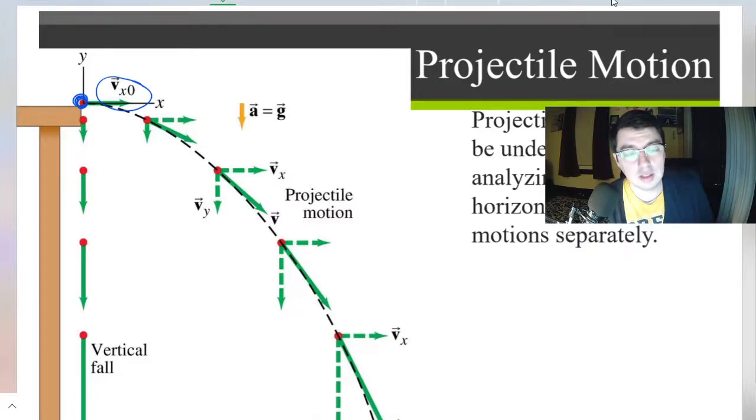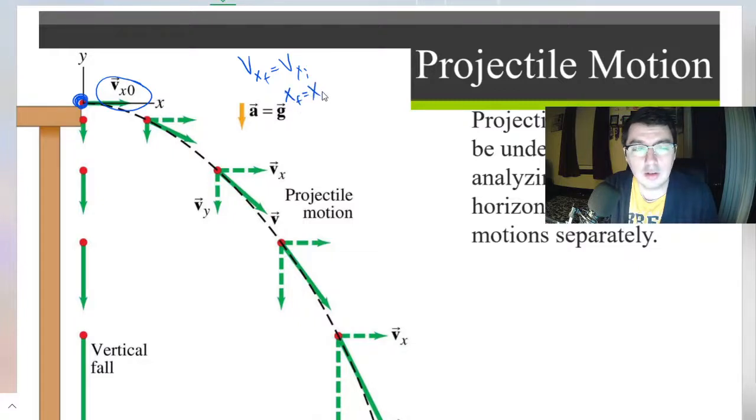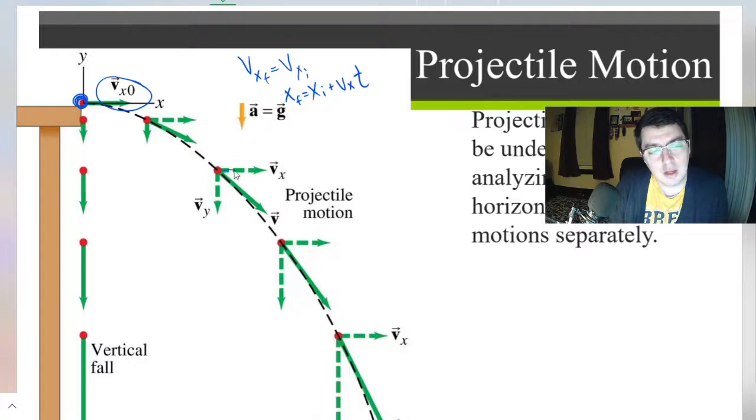We're seeing that the x velocity vector is not changing, because in the x direction, the only relationship we have is that the velocity in the x direction final is equal to the velocity in the x direction initial, because ax is 0. Therefore, x final is x initial plus vx times t, because there is no change in vx. So I call it initial or final, it's just vx. That velocity being the same is shown in this diagram: each arrow is the exact same length as it was before.